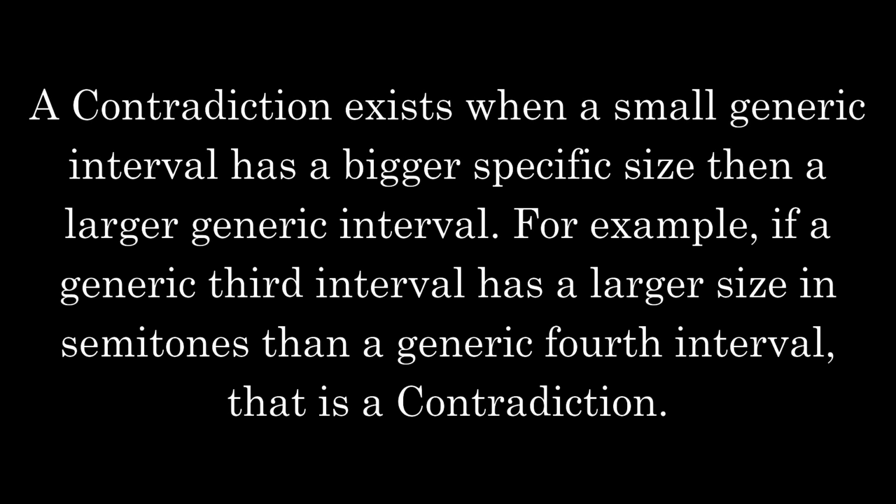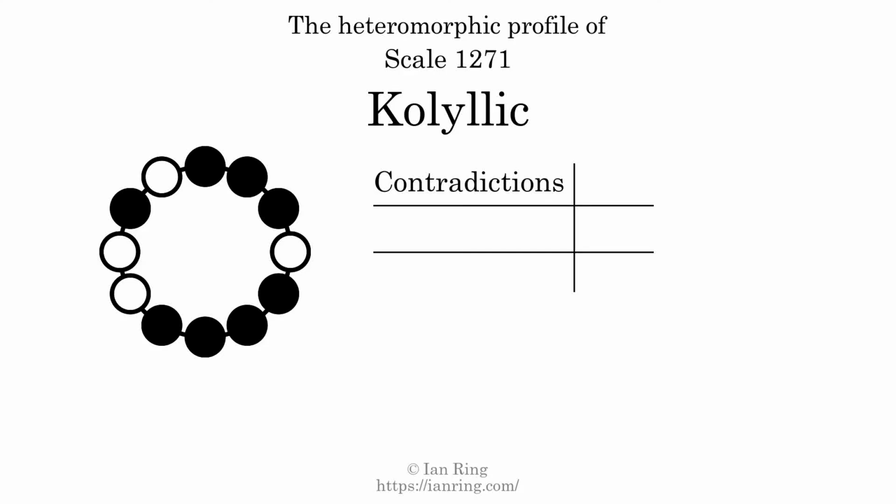A contradiction exists when a small generic interval has a bigger specific size than a larger generic interval. For example, if a generic third interval has a larger size in semitones than a generic fourth interval, that is a contradiction. The number of contradictions in this scale is 30.